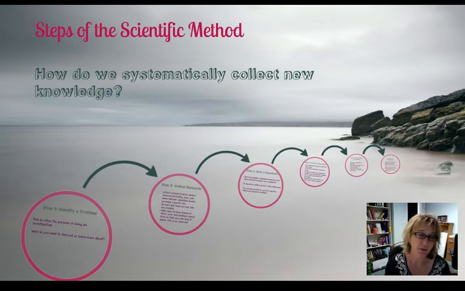I've seen as few as 4 steps. I've seen as many as 10 or 11 steps in a scientific method. It really depends on where we start one step and stop that step and start the next step. The process really is the same. It's a matter of how we divide it up. So we're going to look at a 6-step method.